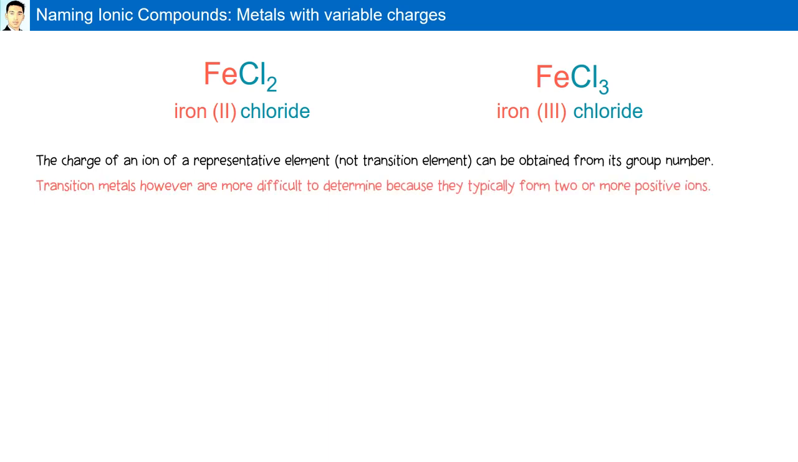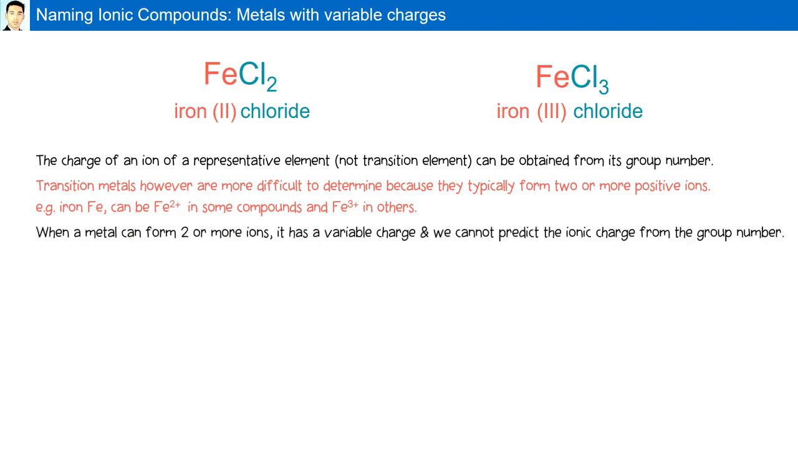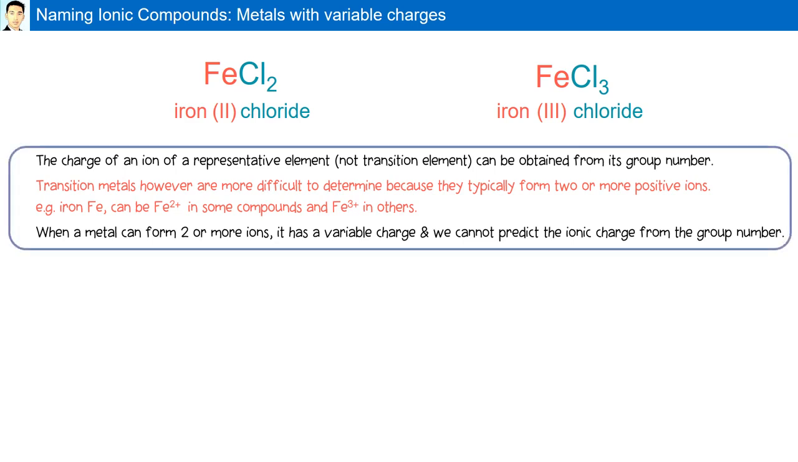However, transition metals are more difficult to determine because they typically form 2 or more positive ions, such as iron, which can be Fe2+ and Fe3+ in some compounds. When a metal can form 2 or more ions, it has a variable charge, and we cannot predict the ionic charge from the group number.